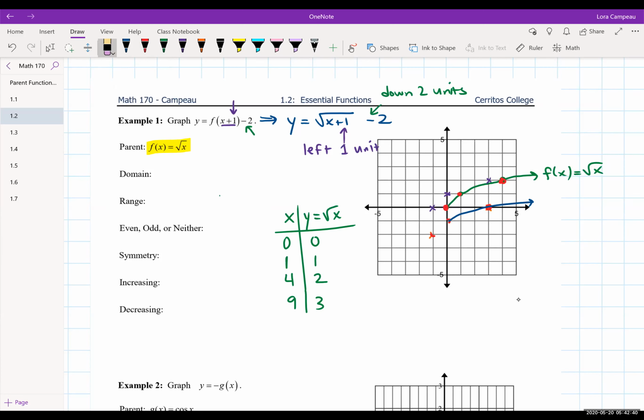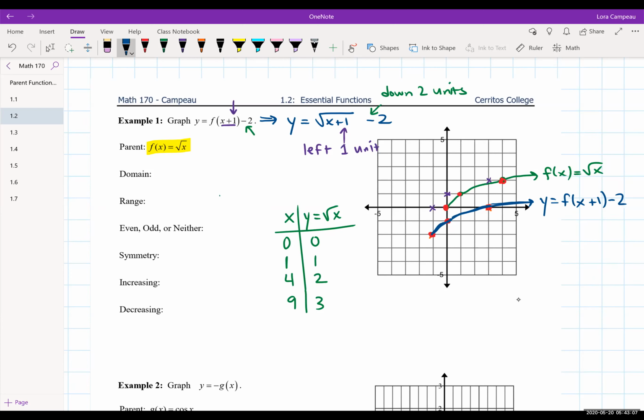So let me try this one more time. I'll do the best I can on that. So a little bit, I'm still a little shaky, but we do the best that we can. So that is going to be y equals square root of x plus 1 minus 2, or if you wanted to rewrite it the way the example started, we can write that on the right.